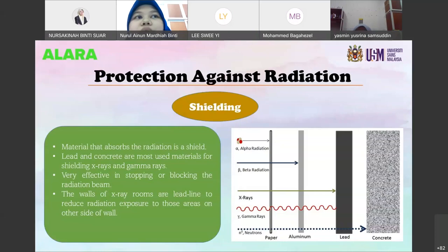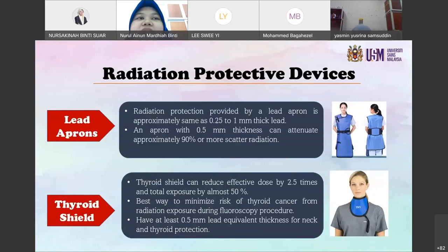For radiation protection devices, lead apron and thyroid sheet are most commonly used by personnel to protect them from radiation during radiology procedures. Lead apron is used as the primary radiation protective garment for personnel during fluoroscopy and to shield their body part during portable examination. Moreover, the radiation protection provided by a lead apron is approximately the same as 0.25 to 1 mm thick lead. Besides, an apron with 0.5 mm thickness can attenuate approximately 90% or more of scattered radiation.